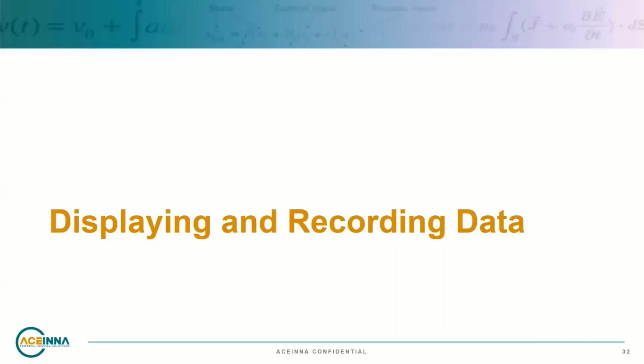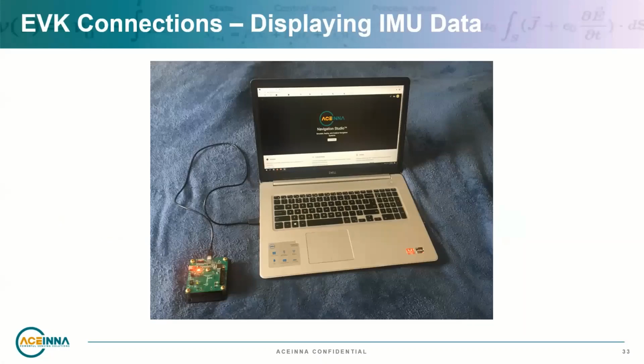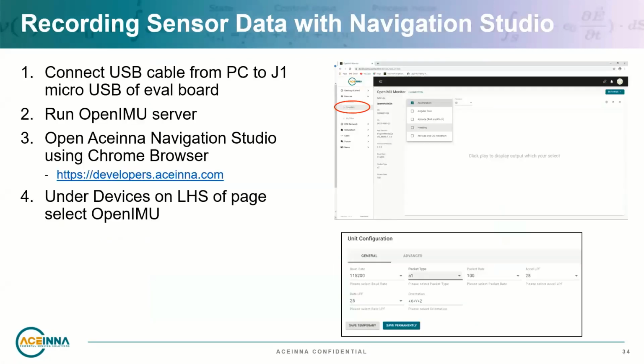Next, we'll show how to display and record the IMU data that is being collected by the Python server. For this, you just need to have the evaluation kit connected to the PC via the USB. So with this PC connected, you need to run the OpenIMU server via one of the methods Ravi demonstrated. Then open Navigation Studio, and under OpenIMU, select that under the Devices tab.